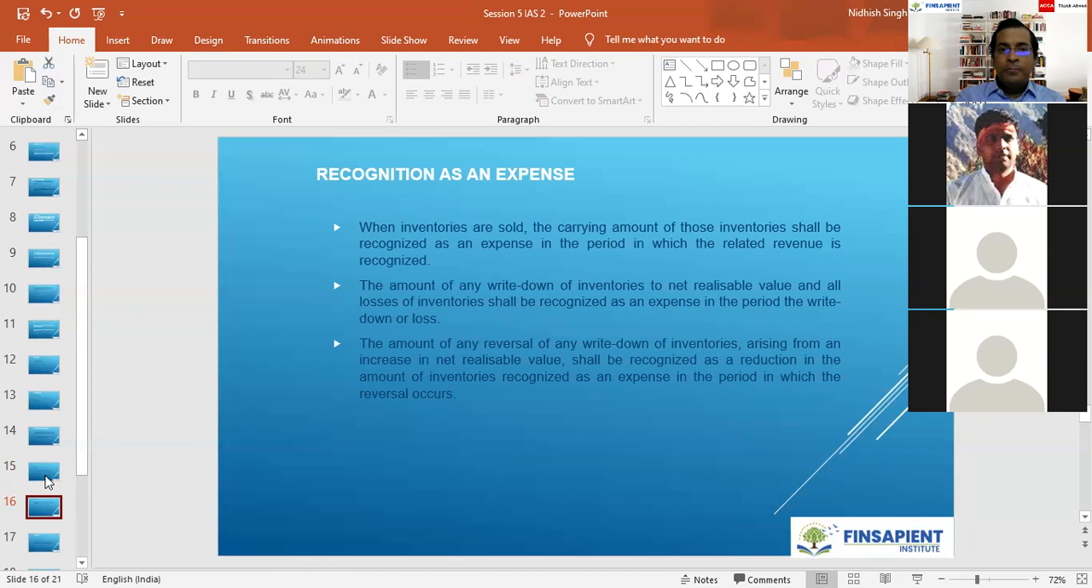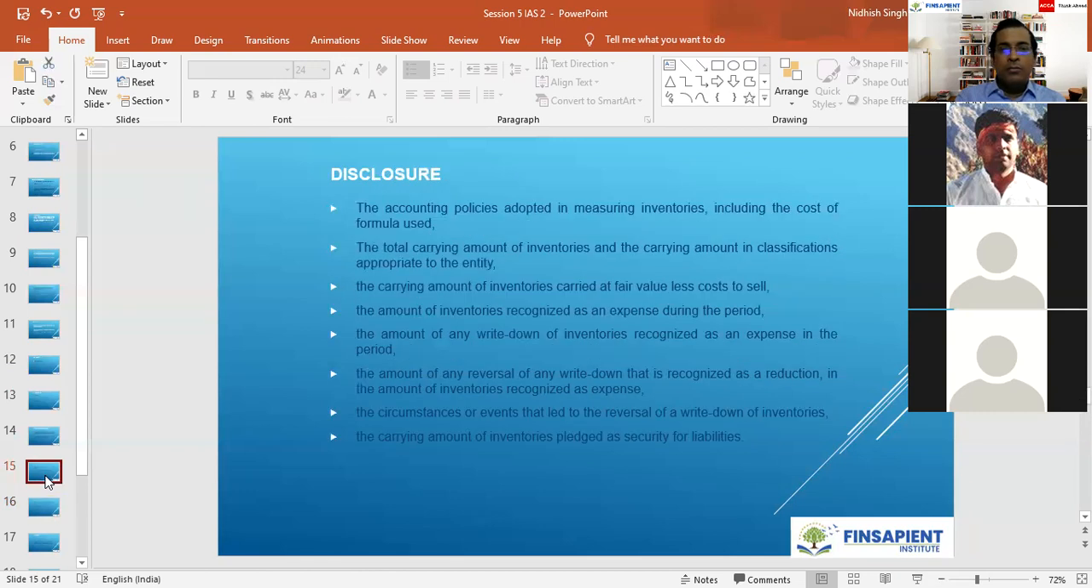Any question? Nidish, I have one silly question actually. Do we know how we'll do the accounting of collateralization? We need to really book any entry? Entry for collateralization, right? Yeah.